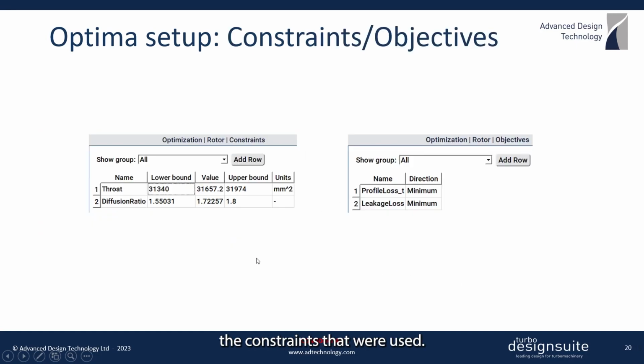And then these are the constraints that were used. So we constrain the throat very tightly to plus minus 1% in order to maintain the choke margin. And then the diffusion ratio is also limited to avoid the possibility of flow separation. And finally, for the optimization objectives, we want to minimize the profile and the leakage losses in order to hit the desired pressure ratio levels.